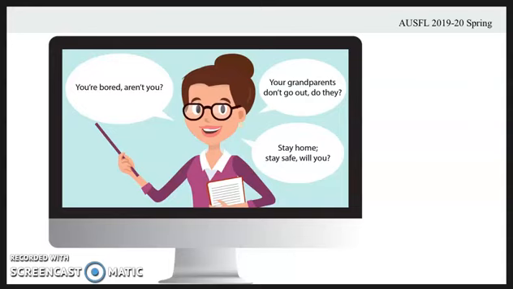And because I want the situation to be resolved as quickly as possible, and I want everybody to be safe, I would say, stay home, stay safe. Will you?